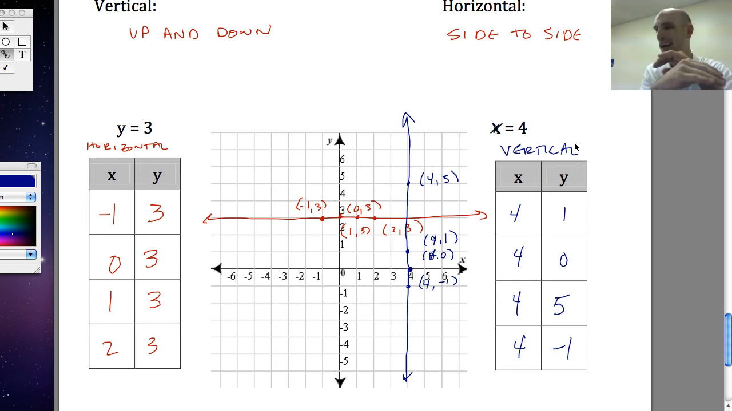If y equals 3, it always equals 3. If x equals 4, it always equals 4. That's the gist of vertical and horizontal lines. I hope you can see how making a chart really helps you develop this skill.